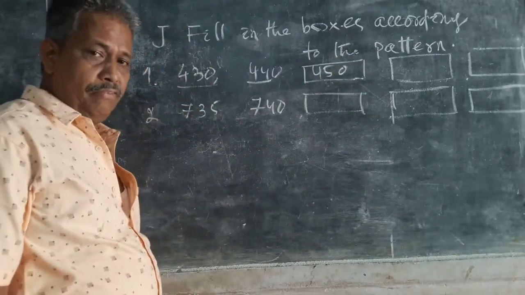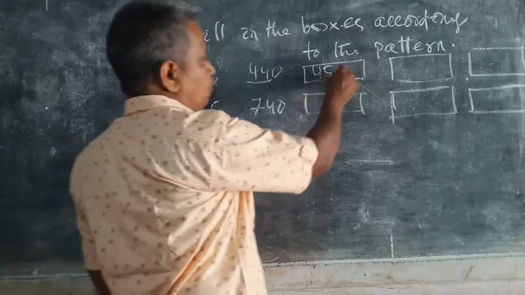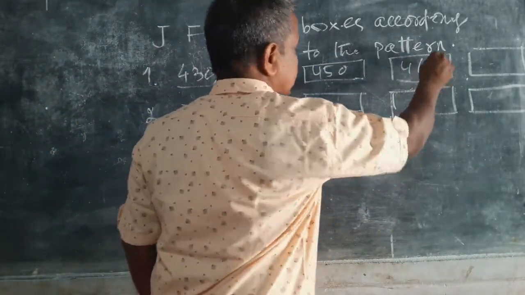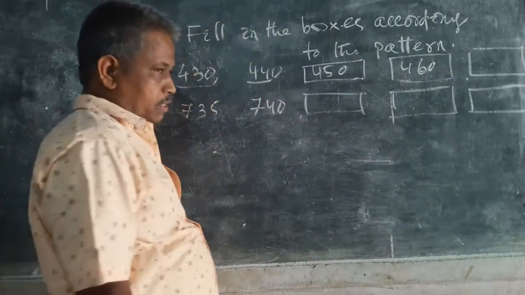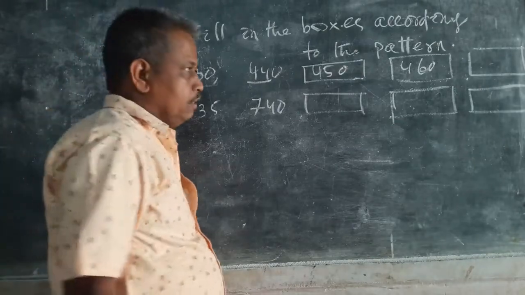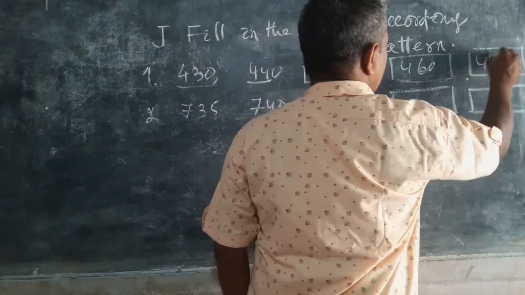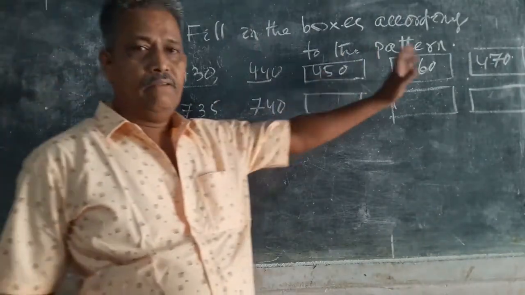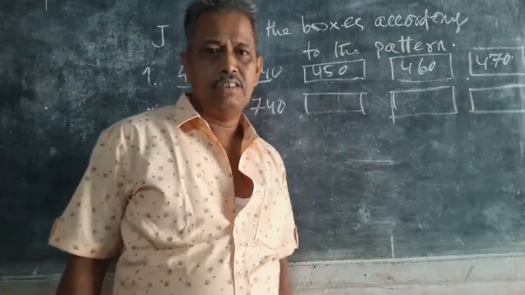What is the number with difference 10 from 450? The number is 460. And the next number is, you tell, what is the number? That is 470. So, the answer is 450, 460 and 470.